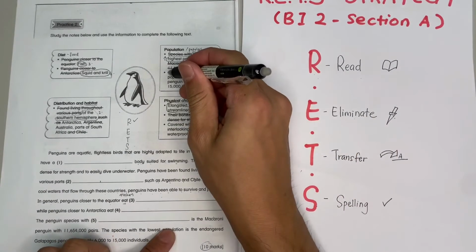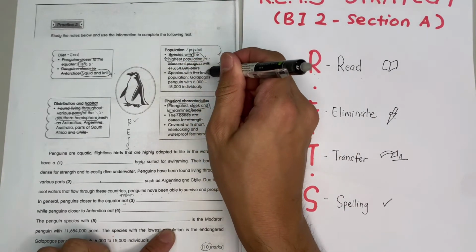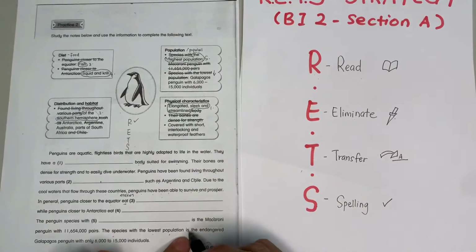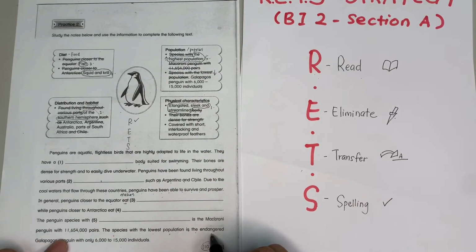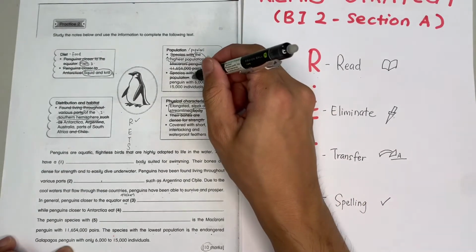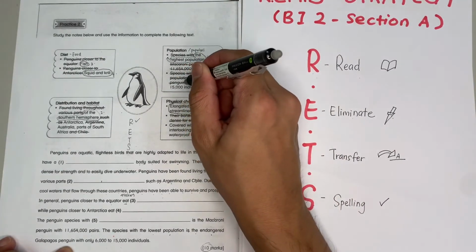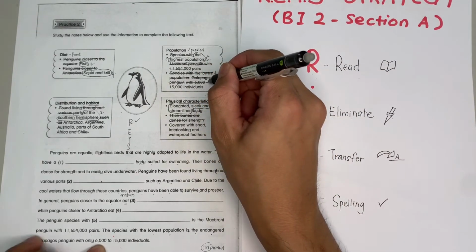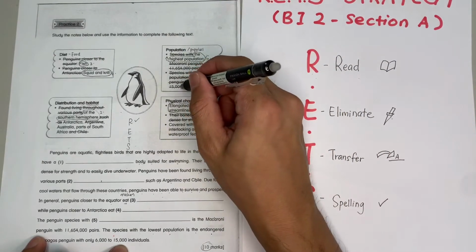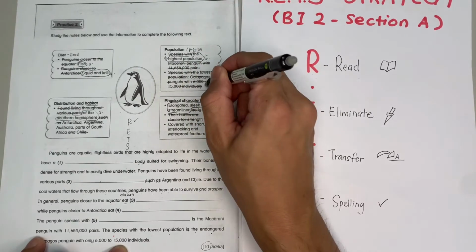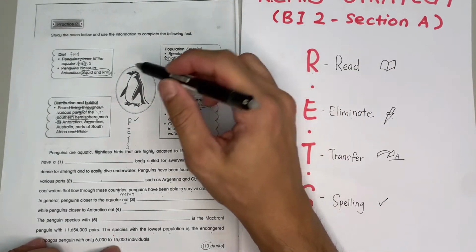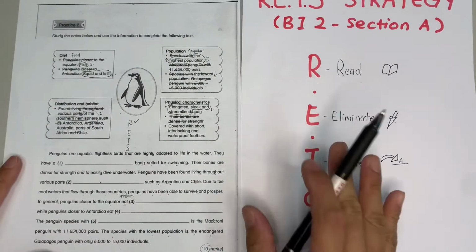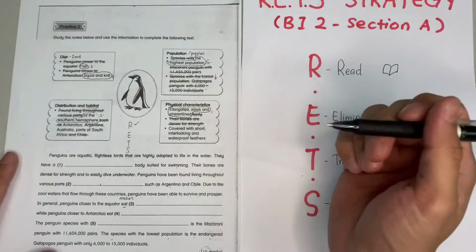Okay, species, we're going to eliminate this. Species with the lowest population is definitely not the answer already. Is the endangered Galapagos penguin. Okay, eliminate Galapagos penguin, with only 6,000 to 15,000 individuals. We are going to eliminate it. So those that have been eliminated will definitely not be our answer. Okay, now it's time for us to transfer.